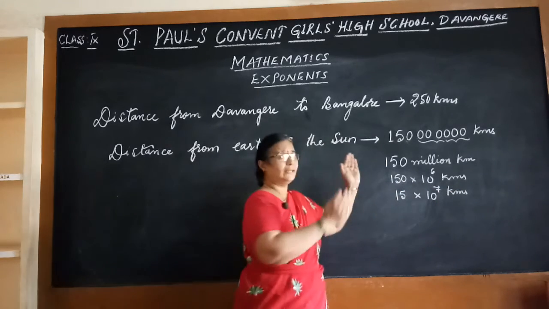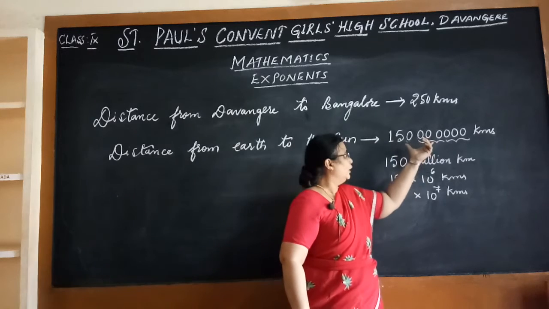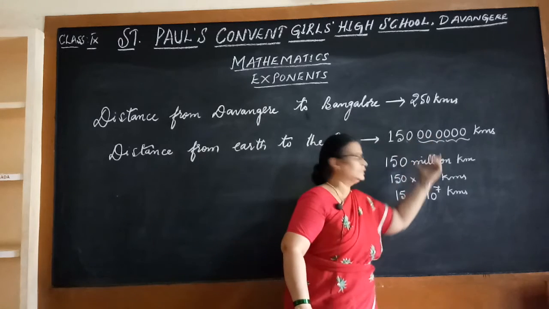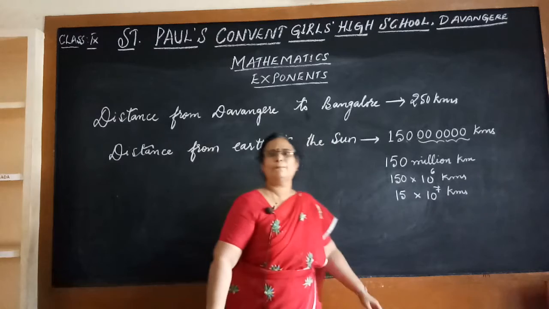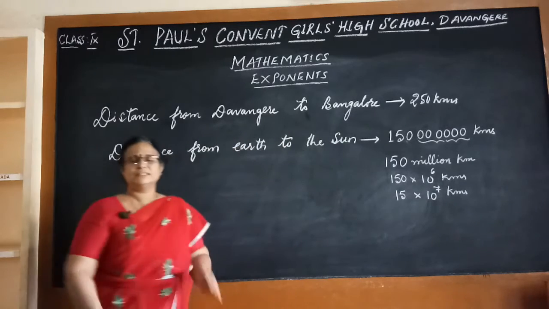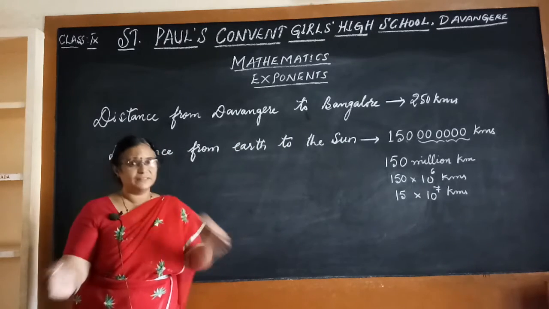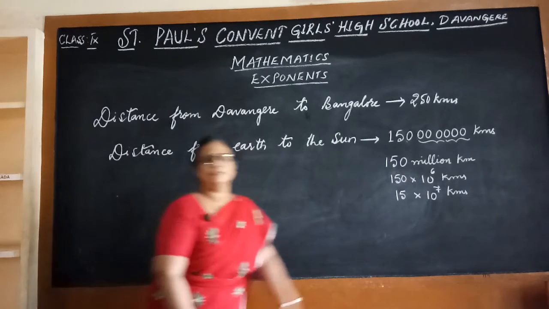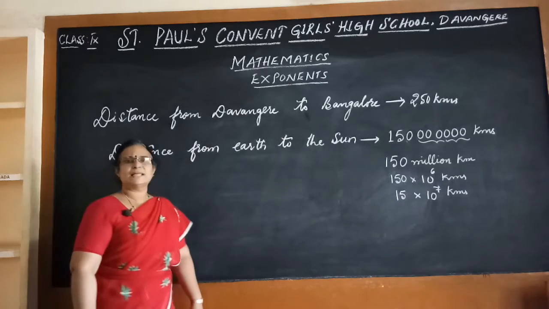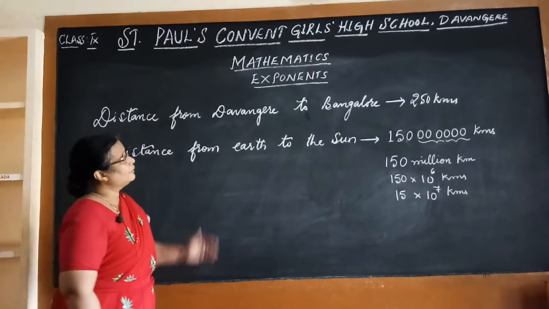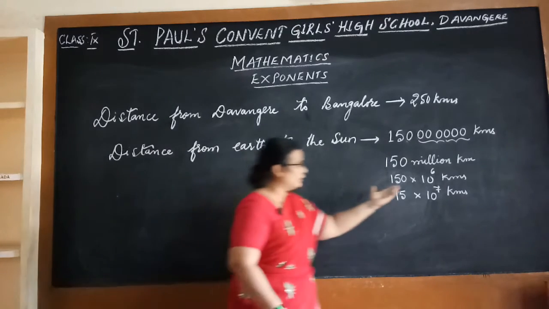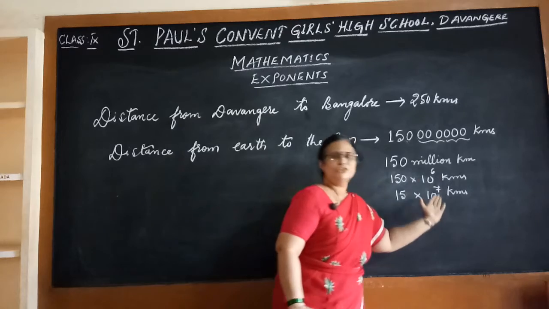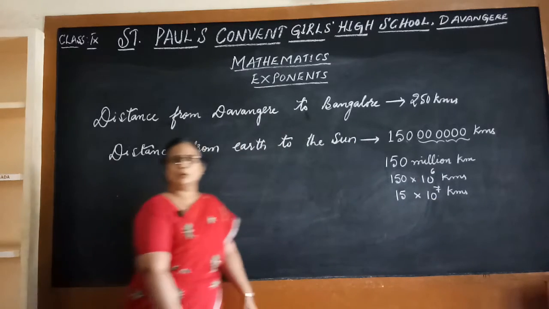So look at the size of the number now. It was so large and it is reduced to 15 into 10 to the power of 7 kilometers. In this way, the larger numbers are condensed and written in a shorter form without changing the value. This we call scientific notation. In the same way, 10 to the power of 6, 10 to the power of 7 itself is exponential form.